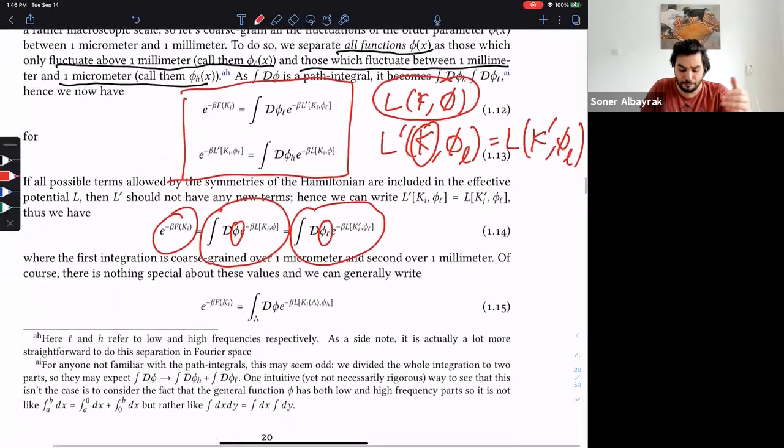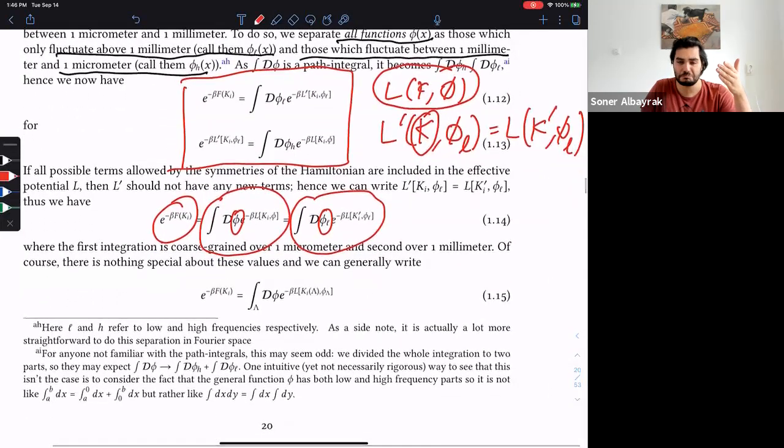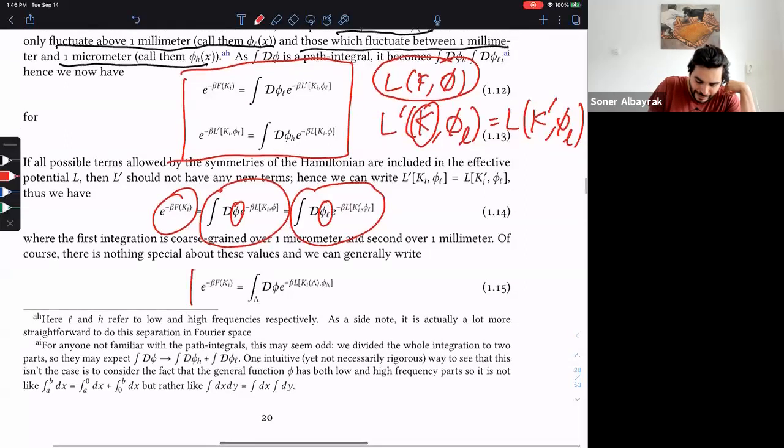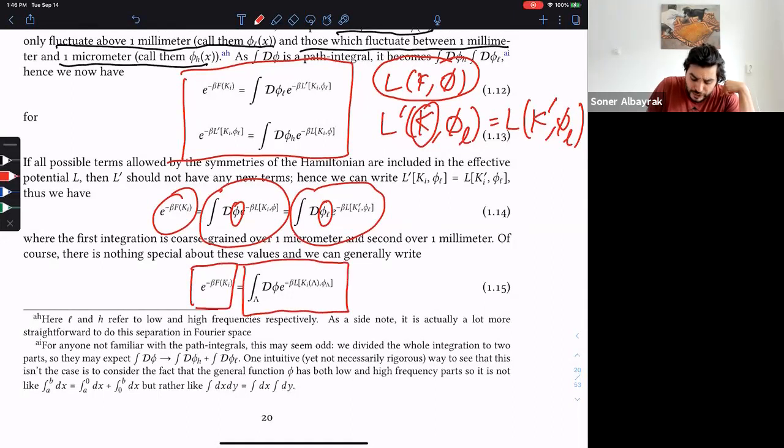But this 1 micrometer or 1 millimeter thing is independent. I could choose anything, 10 micrometer, 15 micrometer, whatever. So in short, I can write this function as this path integral. Now, it's coarse-grained above some scale lambda, arbitrary, and these coefficients K are functions of lambda.